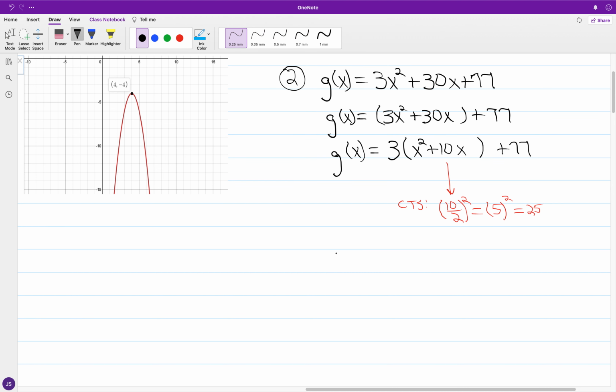And we have, in terms of following through, g of x. And we have 3 times the quantity x squared plus 10x. And we're going to form the trinomial by adding 25.